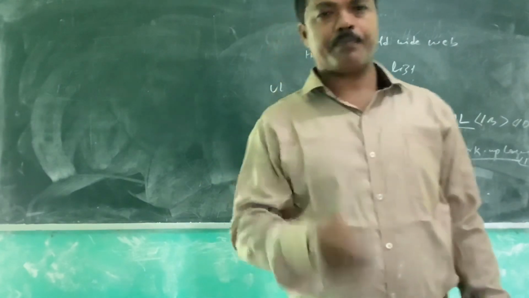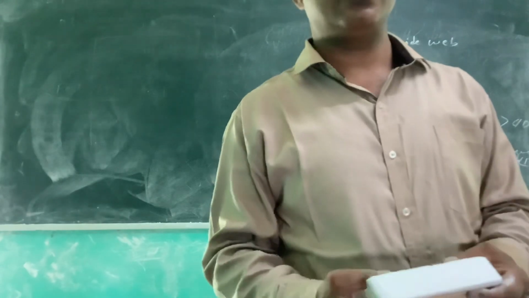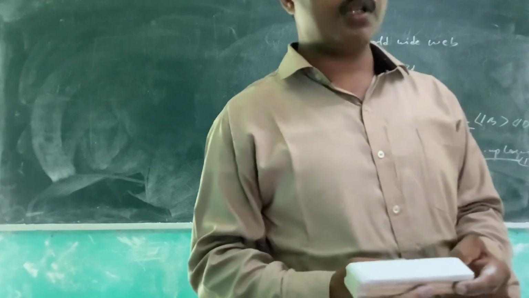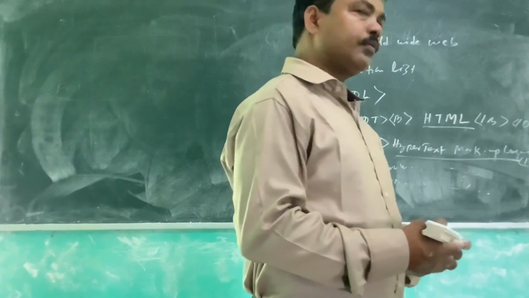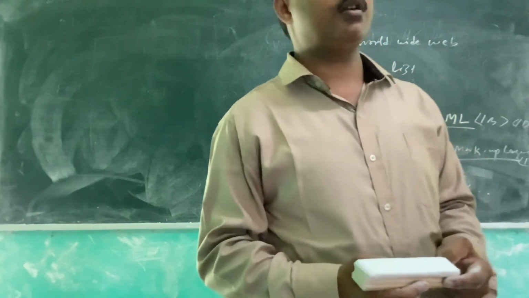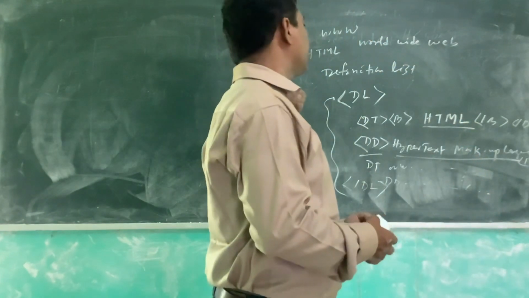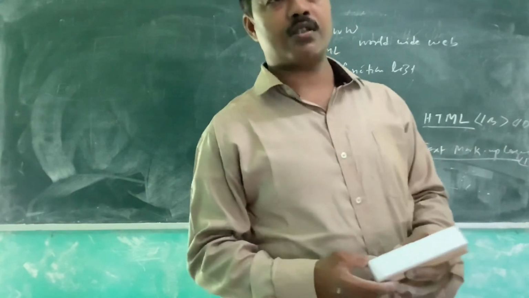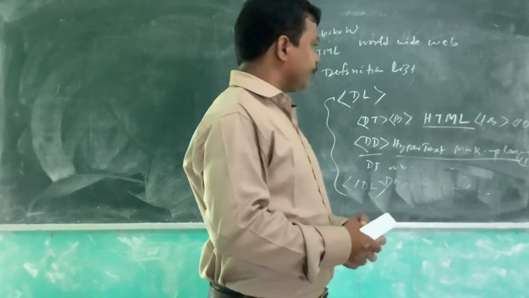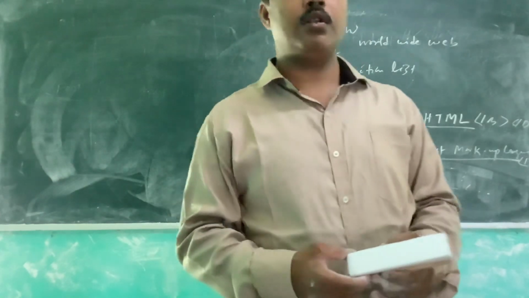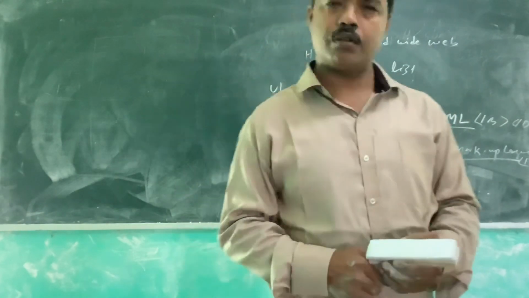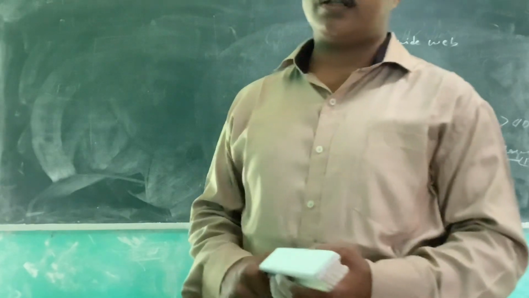So three lists are there. The DL list is used for creating glossaries or a dictionary, just like the meanings of different words given in your dictionary. Now I am going to demonstrate all these things in your computers in the practical session. Okay.